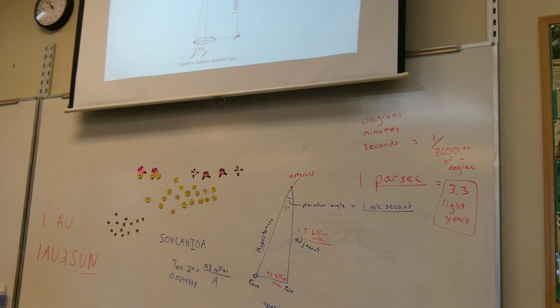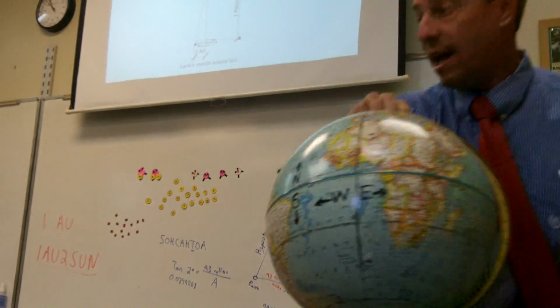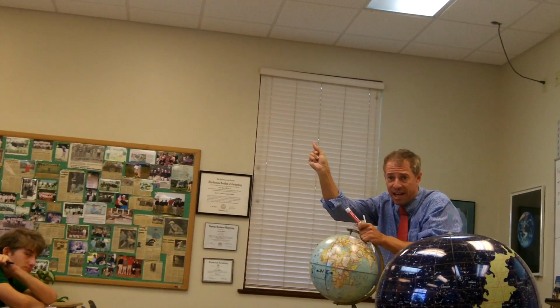So if something is so far away that it only shifts 1 arc second, if we take a picture of it here and we take a picture of it 6 months later, the shift is 1 arc second. That means it's 3.3 light years away. How far is 3.3 light years?